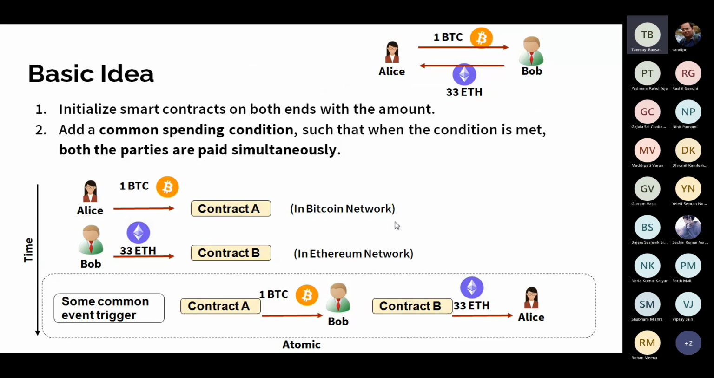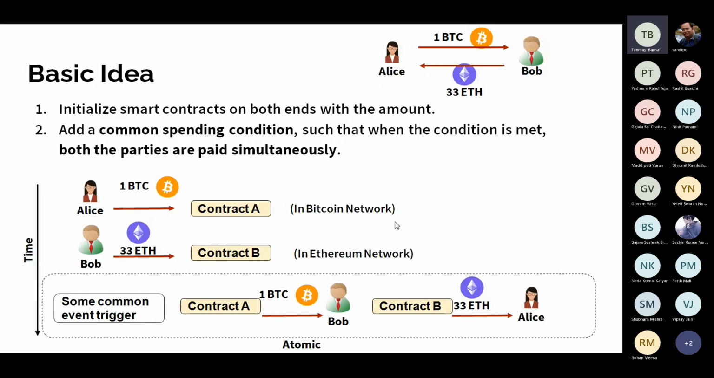So let us see that the initial goal, if you look at the top, is that Alice will transfer 1 Bitcoin to Bob, and Bob will transfer 33 ethers to Alice. Now, how is this done? Overall, the idea is that there will be smart contracts initiated at both ends in the 2 networks.